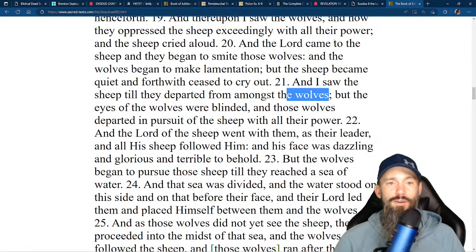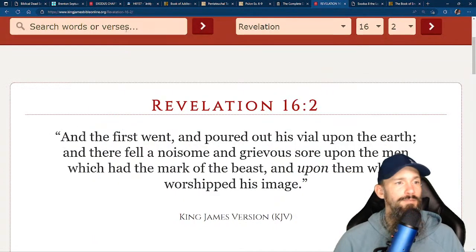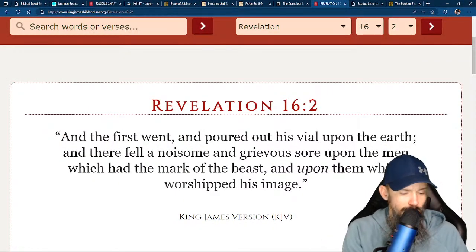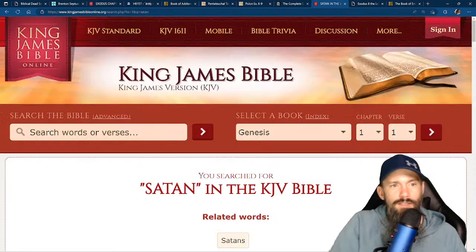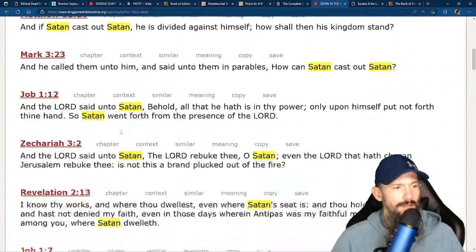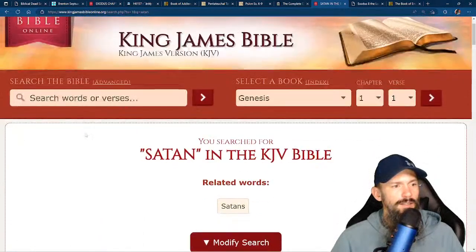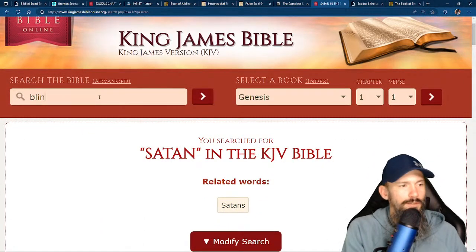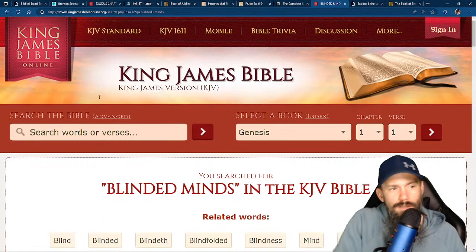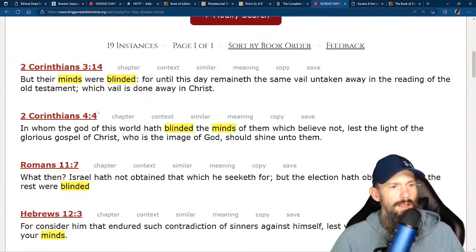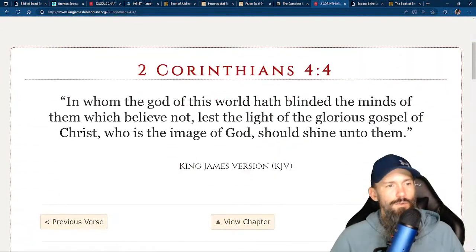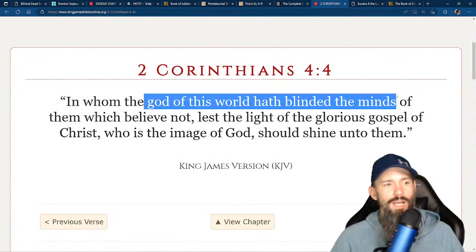And who did it say had blinded the Egyptians? In Jubilees. And let's see. Blinded their minds. There's a verse on that. Second Corinthians 4:4, in whom the God of this world hath blinded the minds of them which believe not, lest the light of the glorious gospel of Messiah, who is the image of Elohim, should shine unto them.